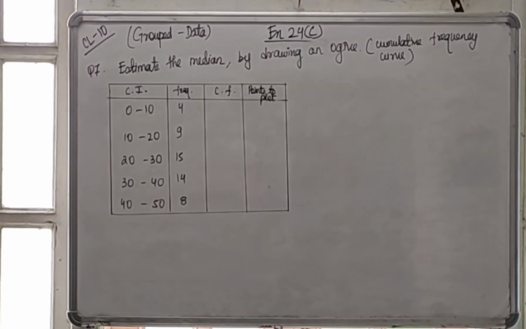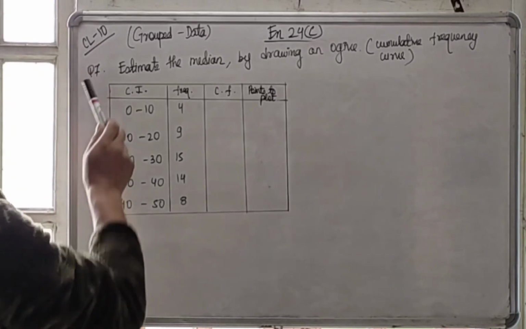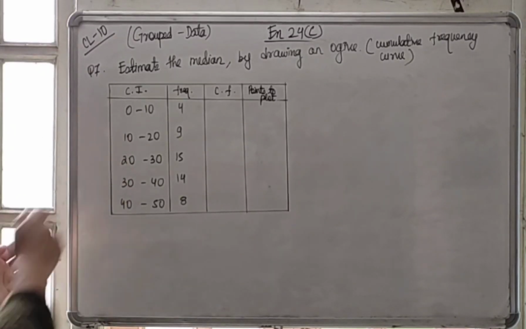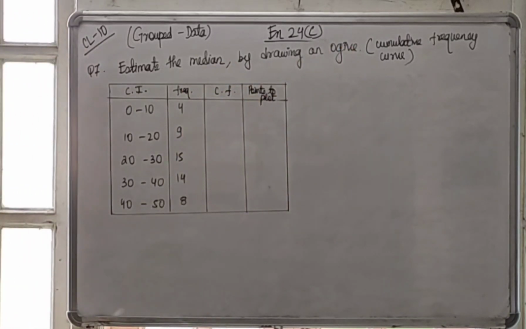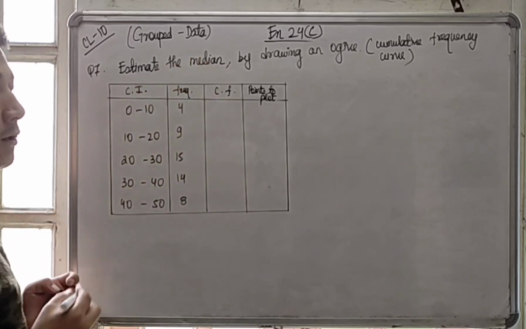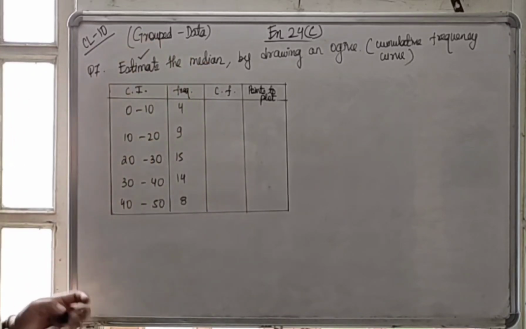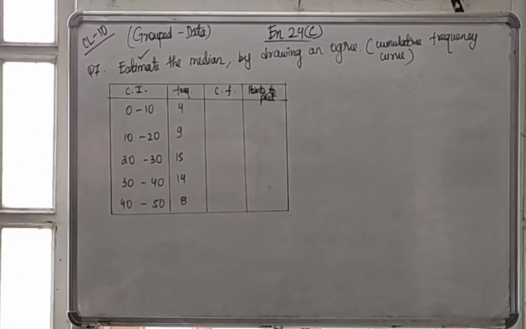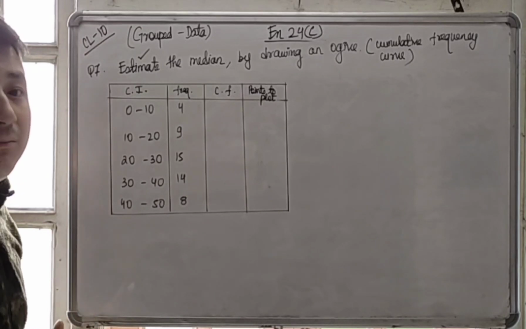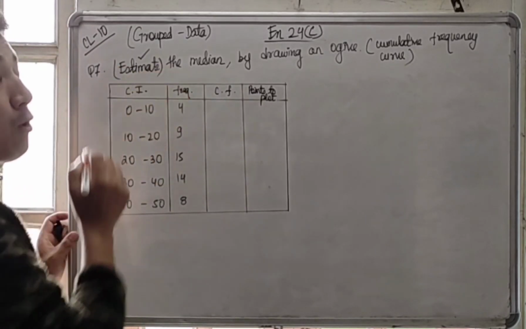All right, boys, let's move on to the next sum, that is question number 7. The question says: estimate the median by drawing an ogive. Okay, so now here we are learning a new thing. The question itself says estimate. So far, the question was to calculate the median, find the median. But here clearly the question says estimate. So estimate means approximate value.